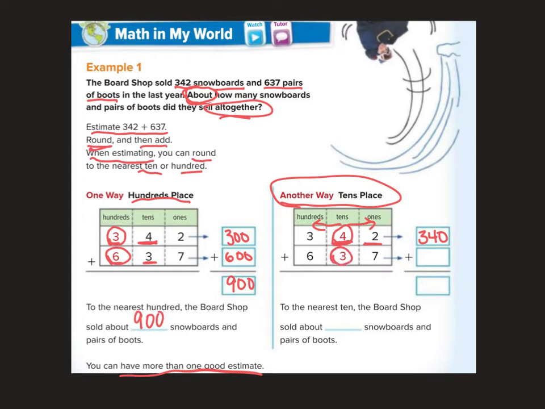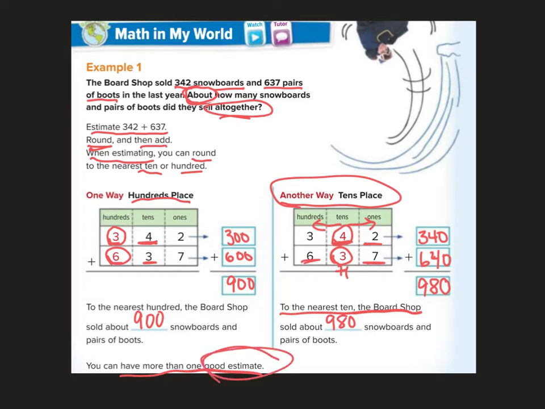Here we go. Now we're going to circle this 3, underline the 7. The 7 is 5 or more, so I need to add 1 to my 3. Make it a 4, and keep my 6, 640. All right, so let's see. 0 plus 0 is 0. 4 and 4 makes 8. 3 and 6 makes 9. 980. So to the nearest 10, the board shop sold about 980 snowboards and pairs of boots. So 900 and 980 are relatively close, right? And so they're both good estimates.